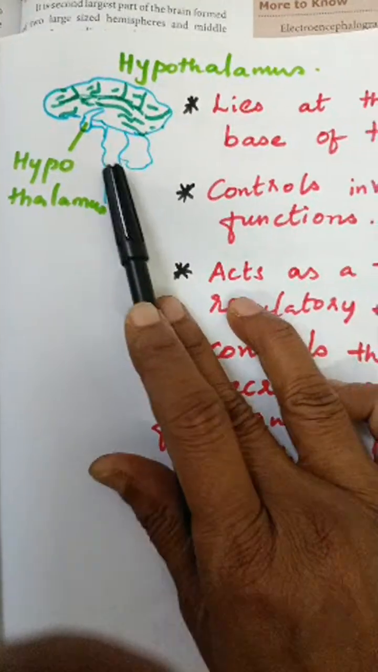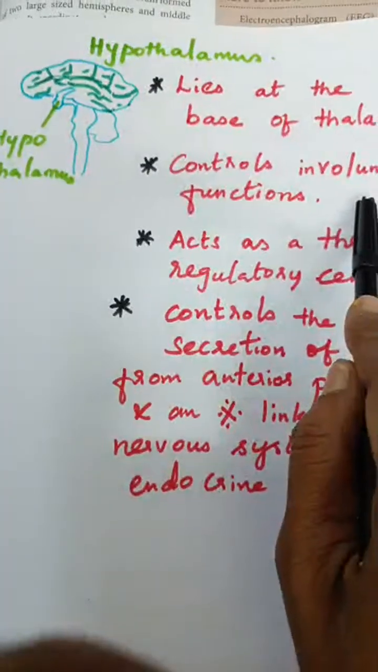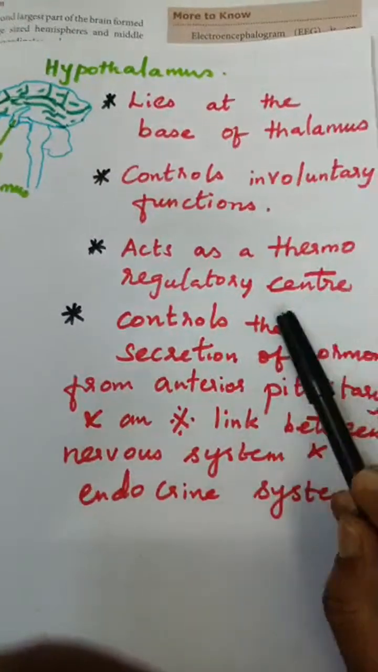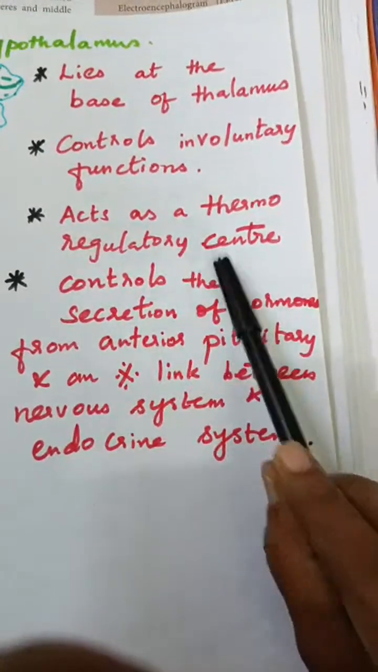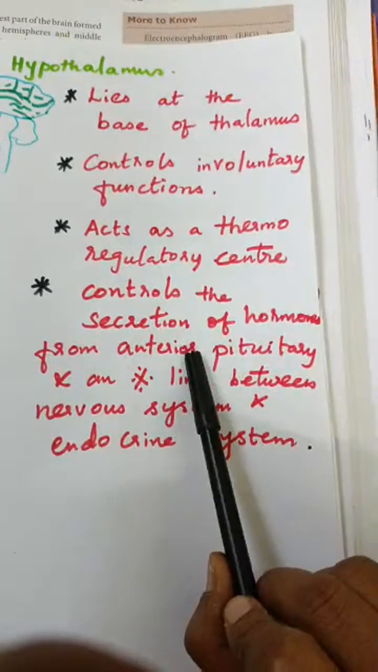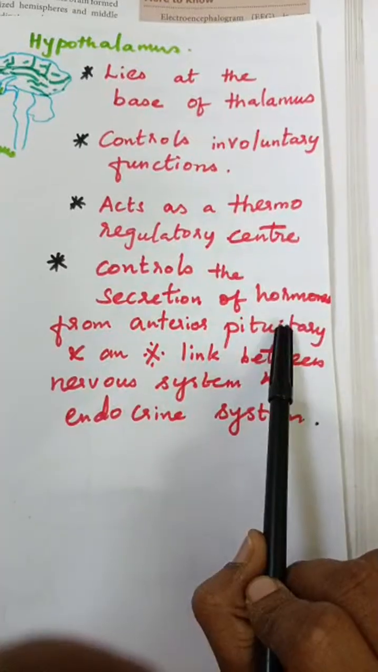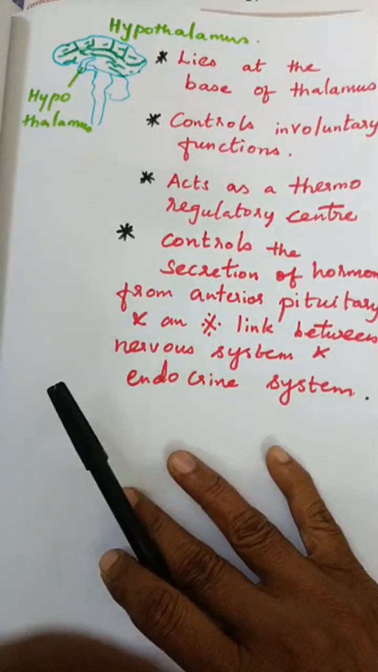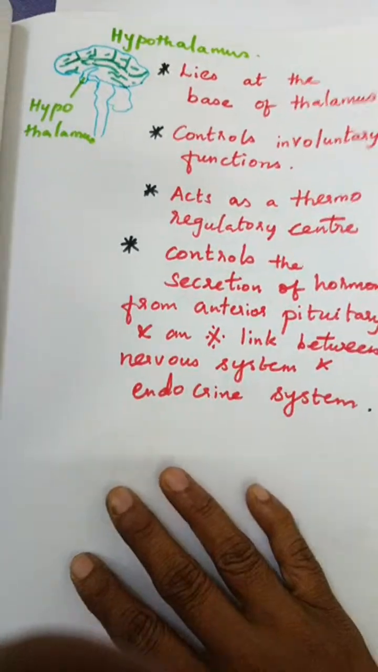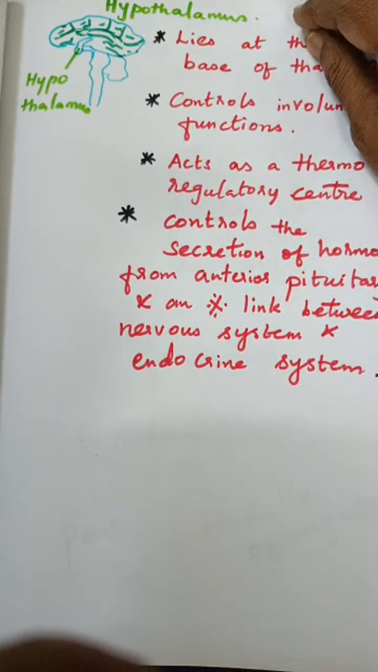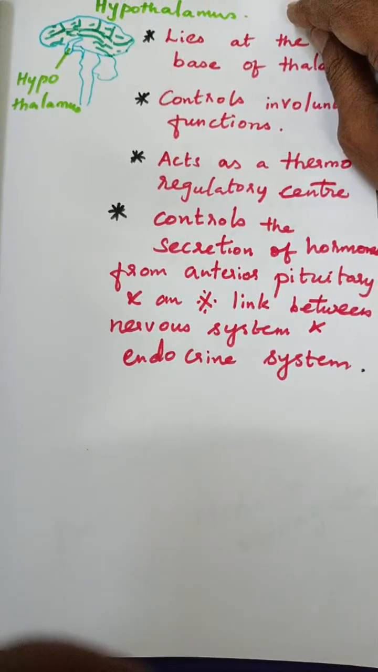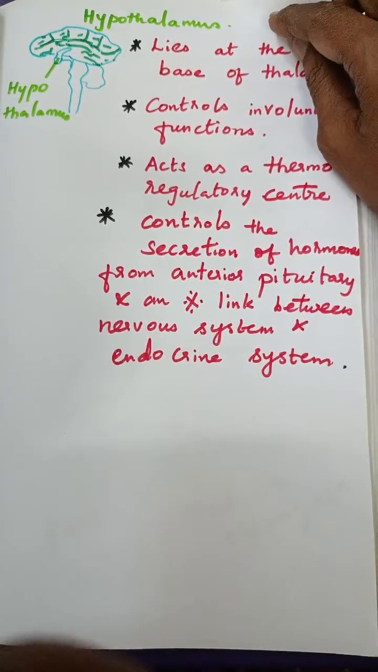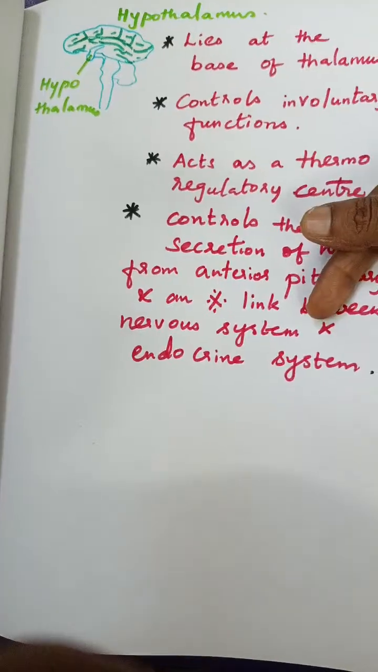Next we have seen the hypothalamus. This hypothalamus is at the base of the thalamus, and it controls the involuntary functions. It is also a thermoregulatory center, meaning it is the temperature regulatory center. Not only that, it also controls the secretion of hormones from the anterior pituitary and acts as a link between the nervous system and the endocrine system. So in general, we can say your nervous and endocrine systems are interrelated. Only if the endocrine gland gets the signal or instruction from the brain will it secrete the hormones for various activities in the living organism, mainly in human beings. So these are the functions of the hypothalamus.